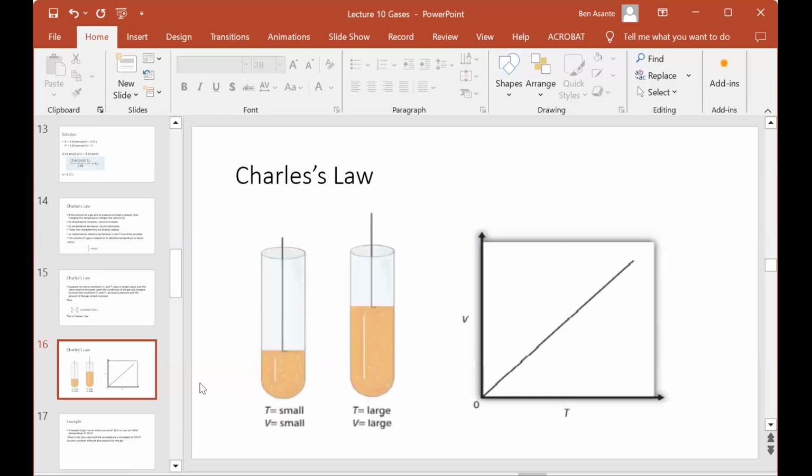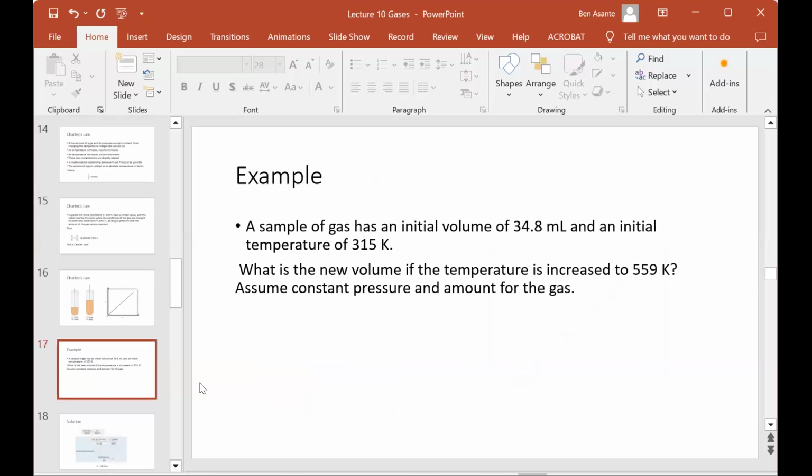So in this way, when volume is increasing, temperature is increasing. When temperature is decreasing, volume is decreasing. All right, this is Charles' law. This is the temperature and volume graph. This is a positive graph. All right. So let's use that to do some examples.